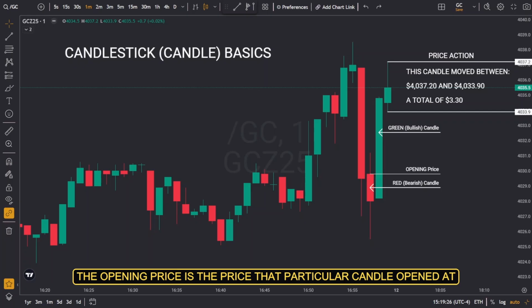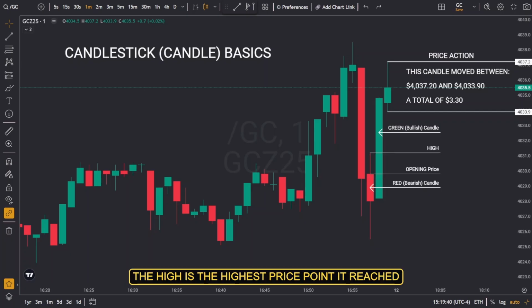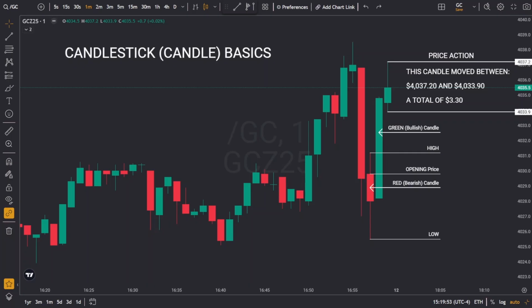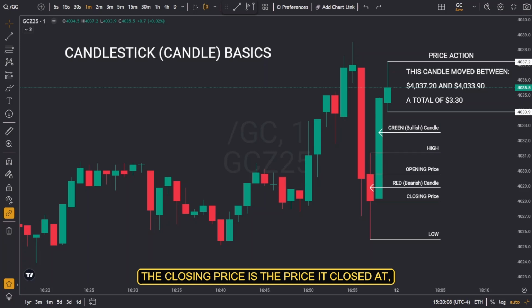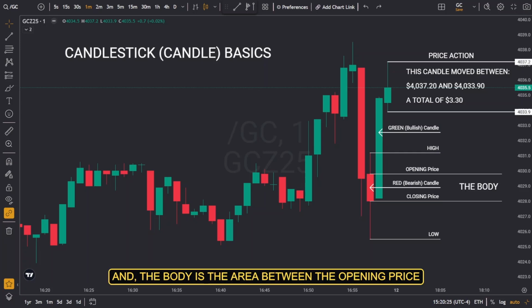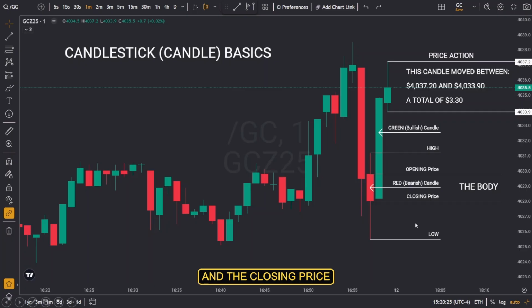The opening price is the price that particular candle opened at. The high is the highest price point it reached. The low is the lowest price point. The closing price is the price it closed at. And the body is the area between the opening price and the closing price.